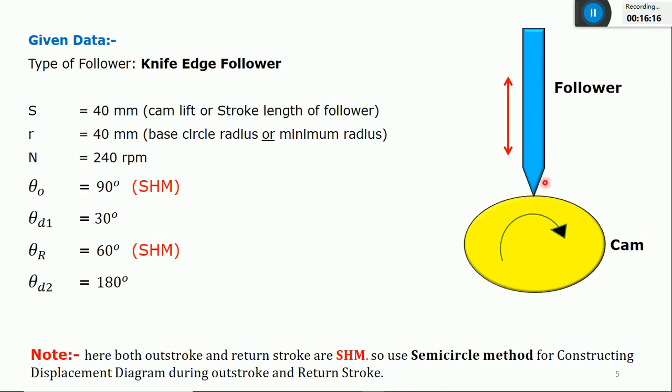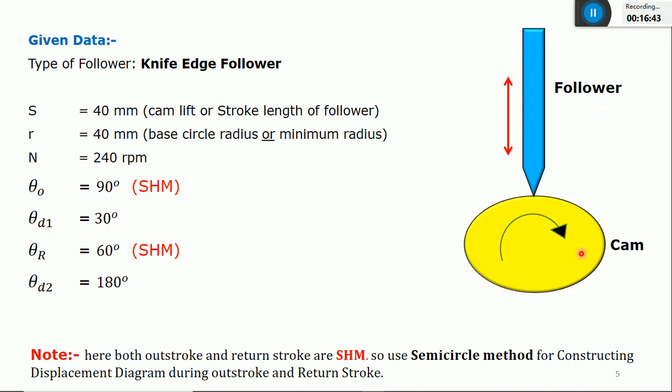It will take rest. So as I said, theta naught is nothing but the angle covered by the cam during the upward motion of the follower, that is given as 90° with simple harmonic motion. After that, for the next 30° rotation of the cam, there is no movement of the follower. The follower stays in the upward position only. The displacement is 0. So that is the first dwell angle, that is nothing but 30°.